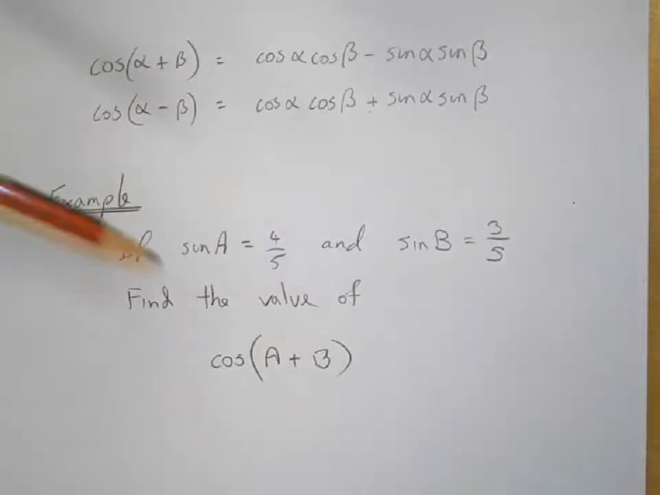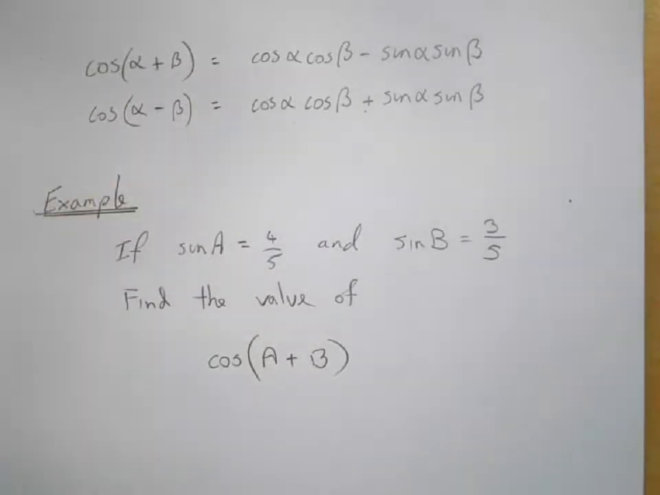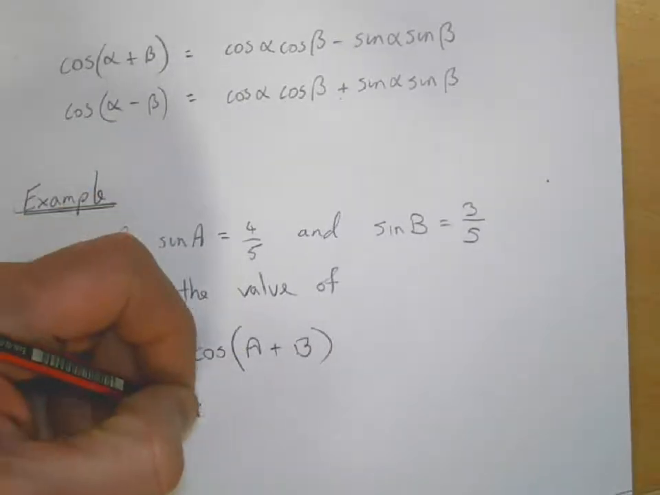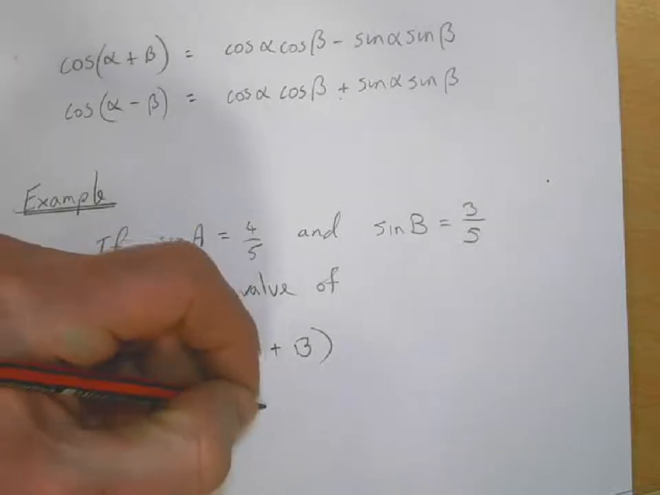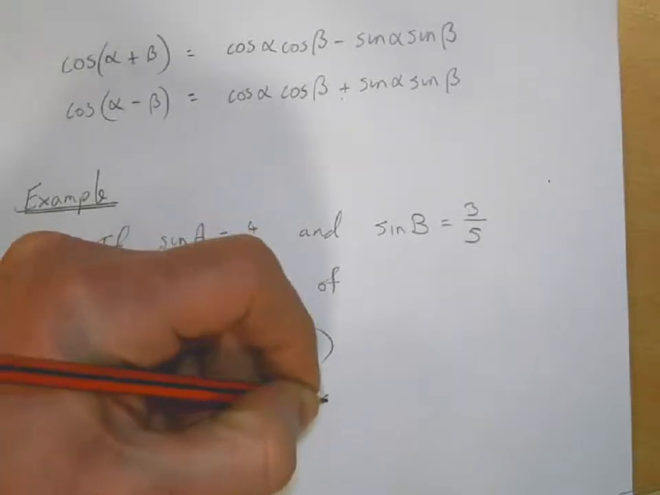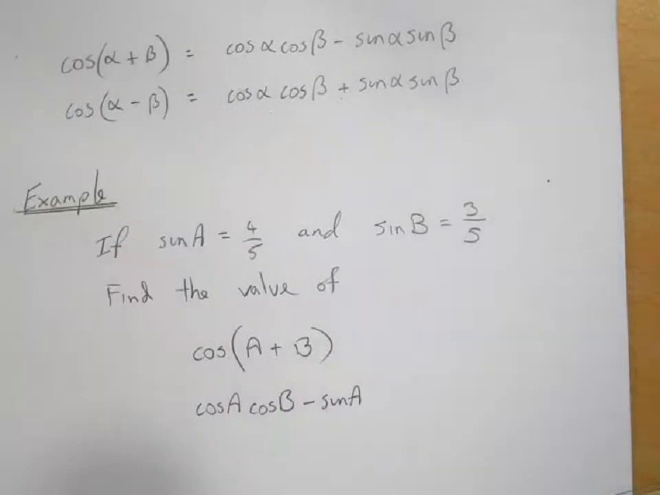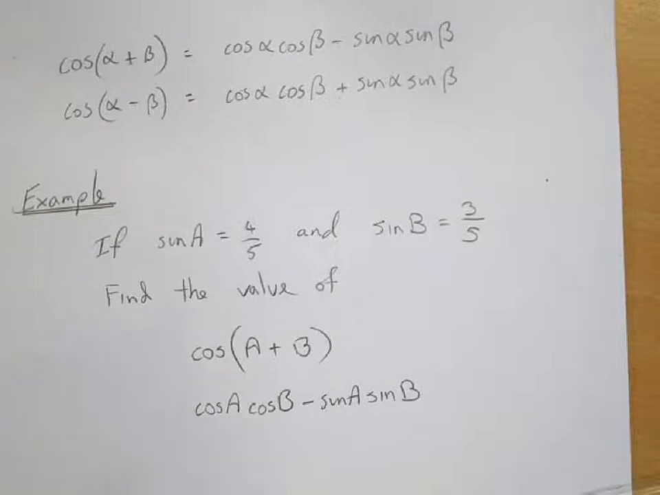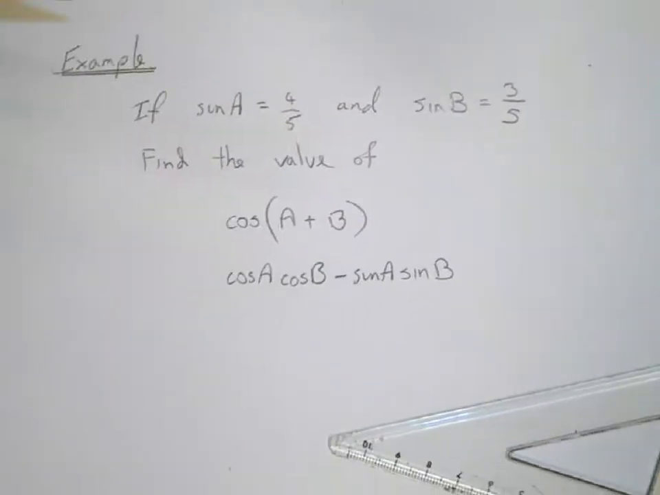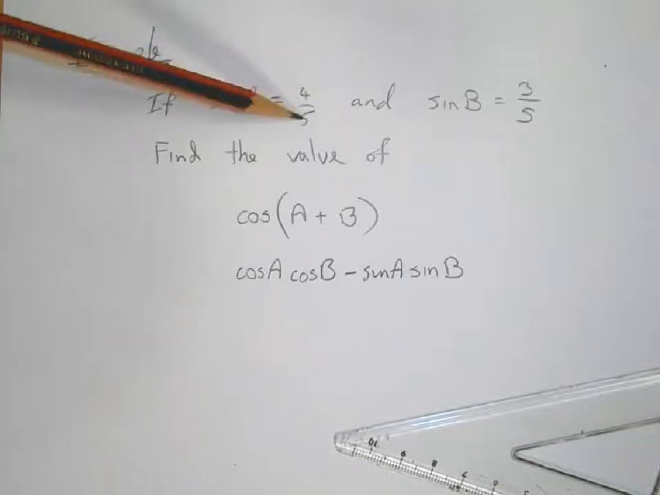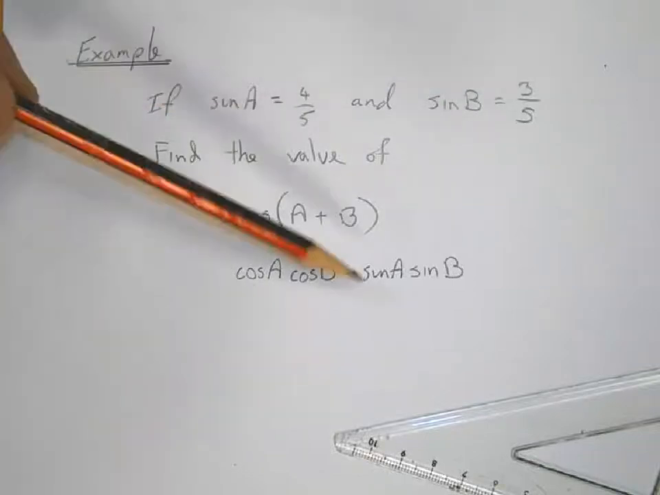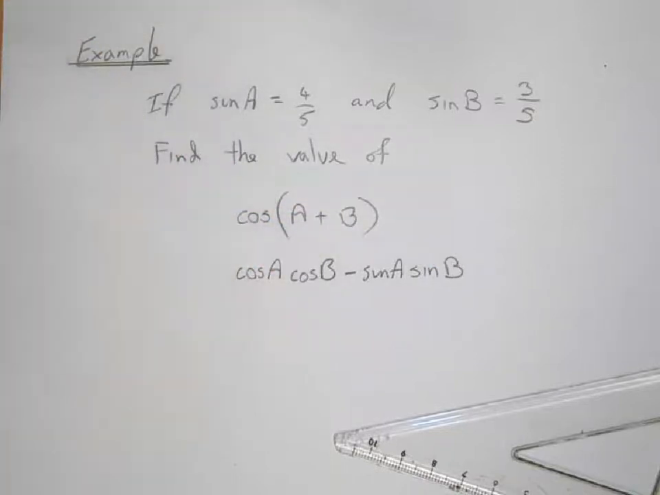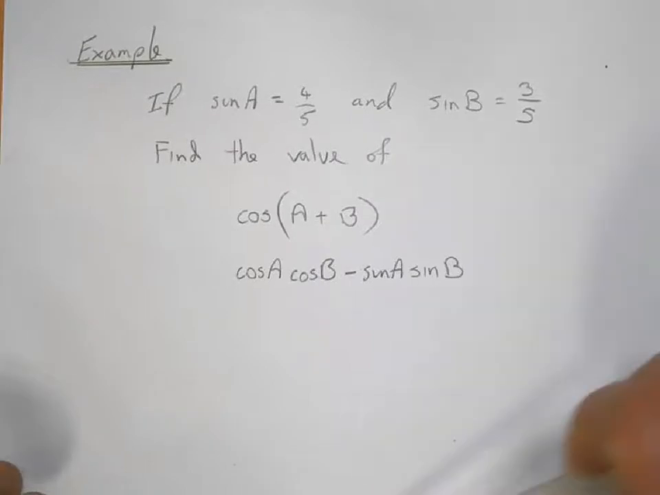So a way to do this is, first of all, you expand out this bracket. So cos(A plus B) can be rewritten as cos A cos B minus sin A sin B. If we look back up at the question, it says that sin A is 4/5 and sin B is 3/5. So that's all fine. There's sin A and there's sin B, but we're not told what cos A and cos B are.